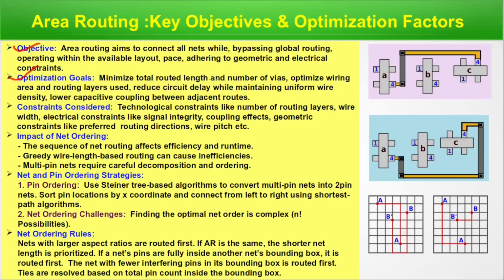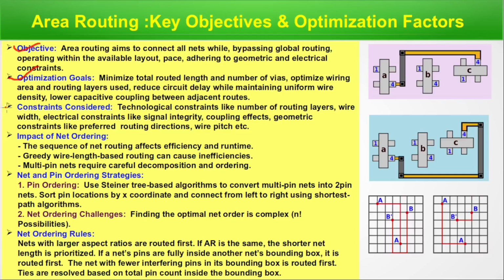Minimize total routed length and number of vias, optimize wiring area and routing layer use, reduce circuit delay while maintaining uniform wire density, lower capacitive coupling between adjacent routes. So these are the optimization goals.